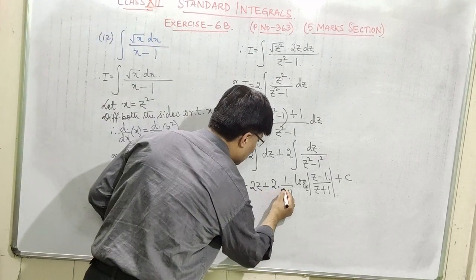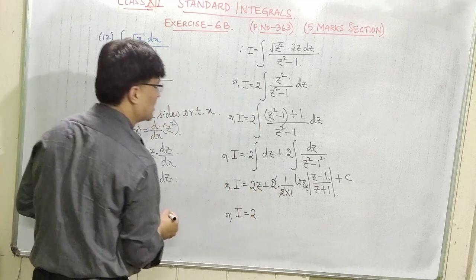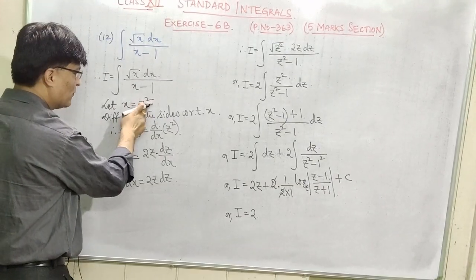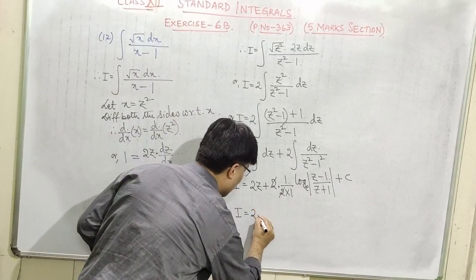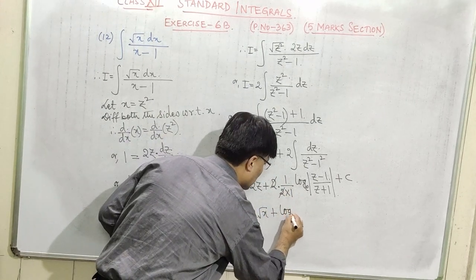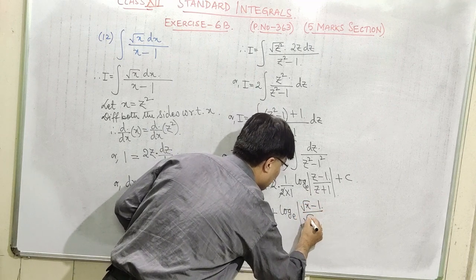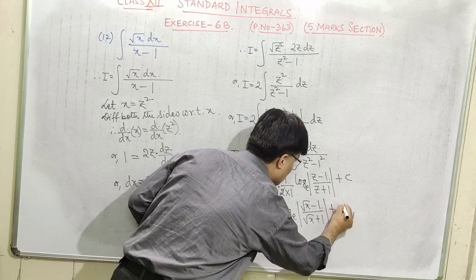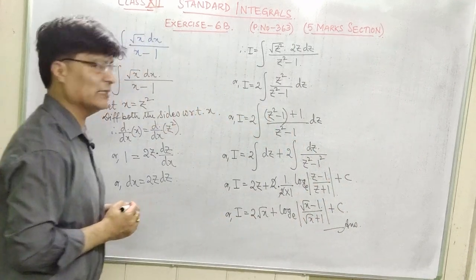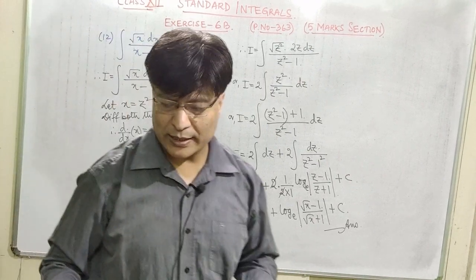So now here you can cancel these, 2 will be cancelled. I is equal to 2 into, what is the value for z? Since z square is equal to x, what is the value for z? Root x. So here we can write 1 by 1 is 1, so it is log, the base is e, within mod, root x minus 1 divided by root x plus 1, mod sign closed, base e, then plus c. So this is the final answer. So I think you have understood it. So you can copy it. Now we'll do the next question.